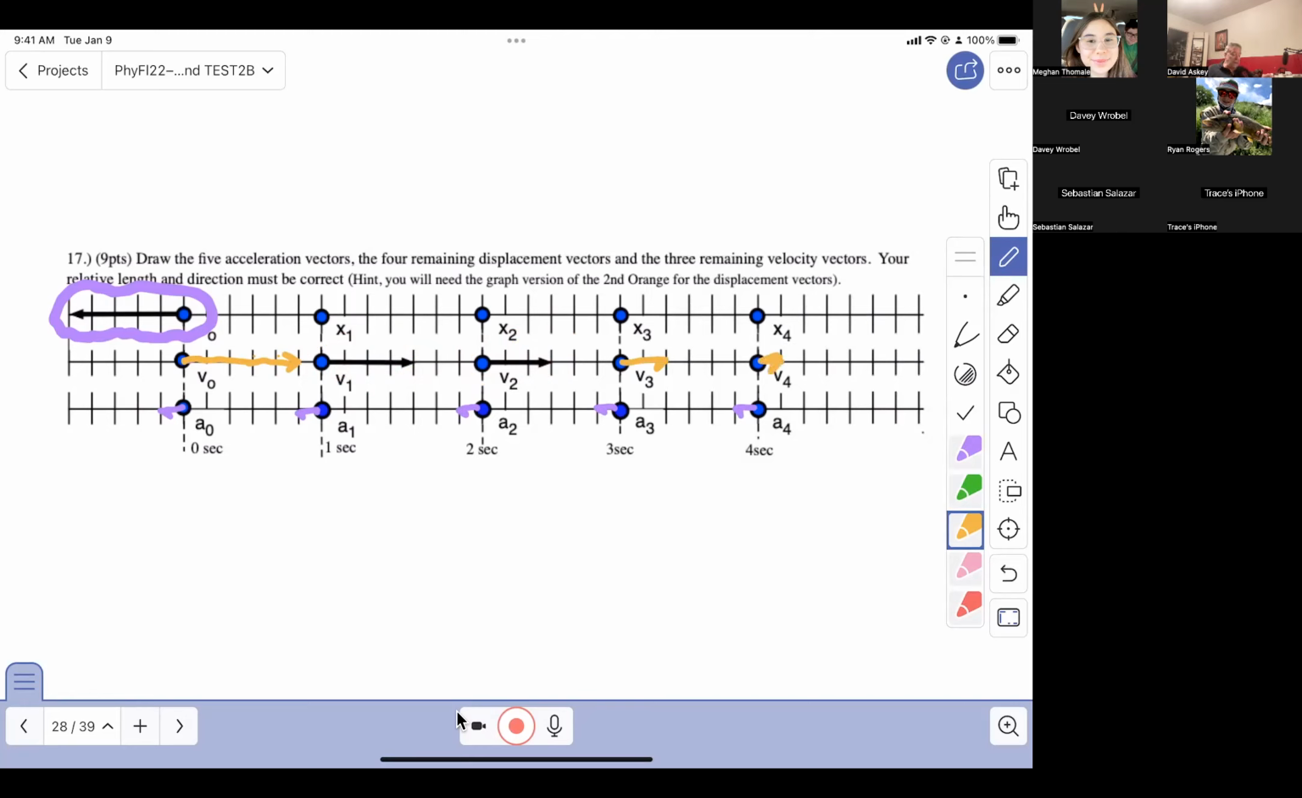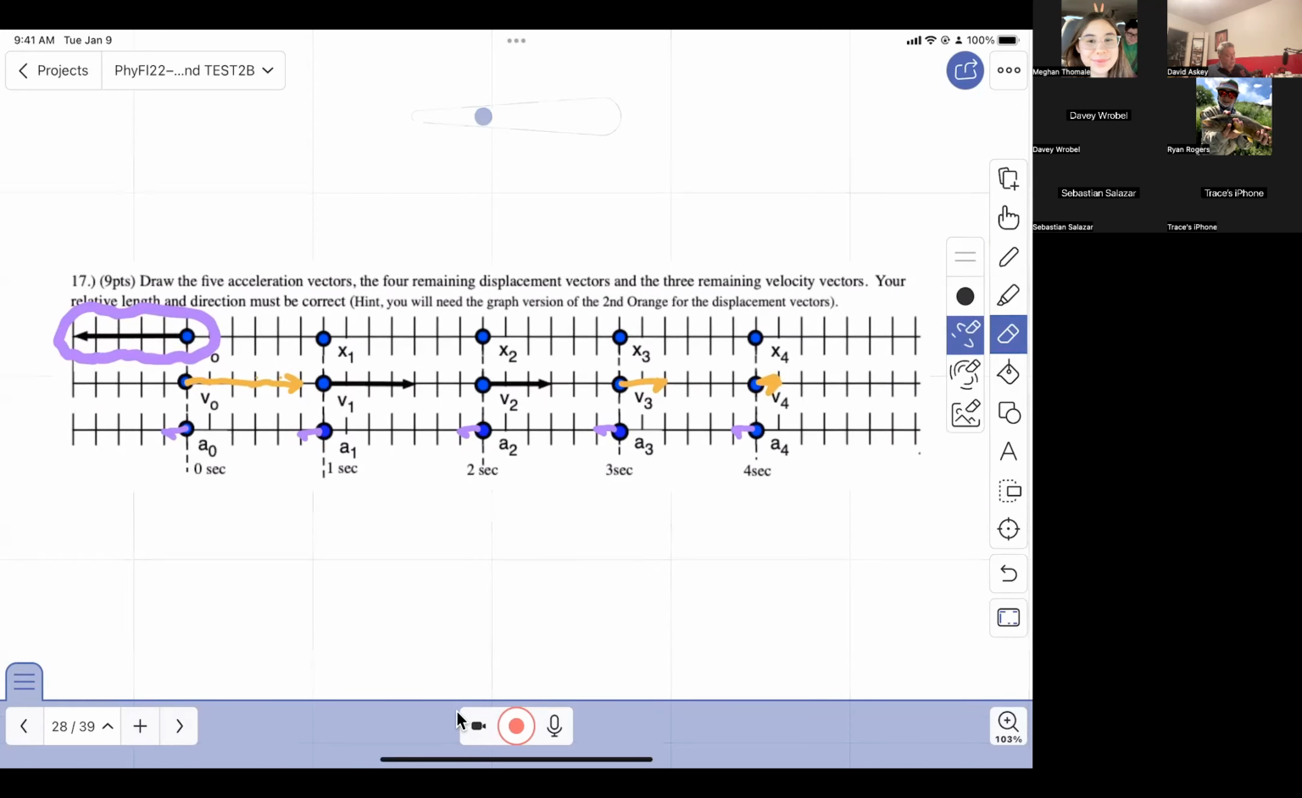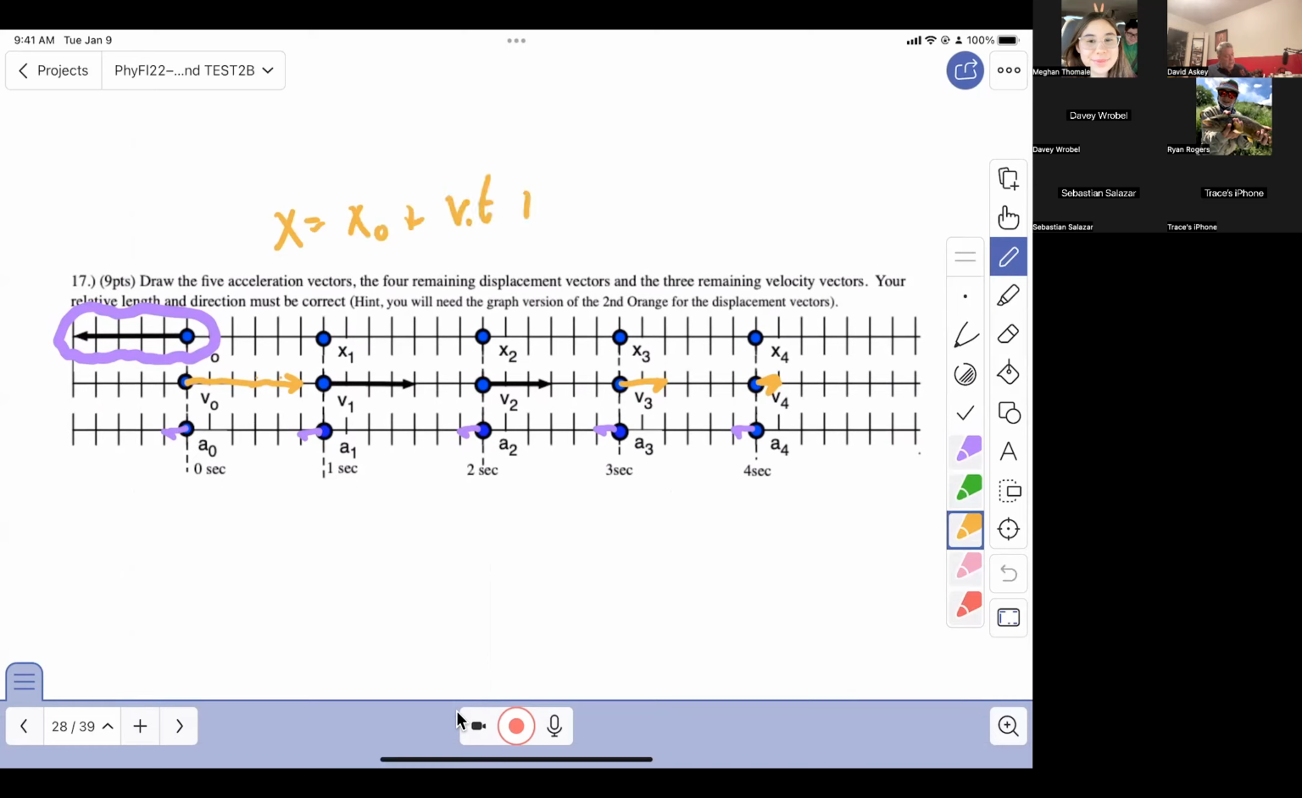Okay, now to get this top row, I don't think, maybe there's some fancy way of doing it, but I'm pretty sure the only way to make sure you're right here is to go with the old graphical version. X equals X naught plus V naught T plus 1/2 A T squared. Because of that daggone parabola, you can't just kind of wing it in there.